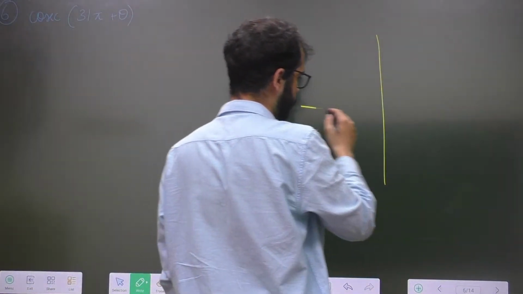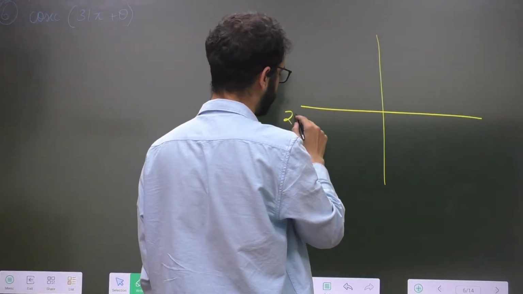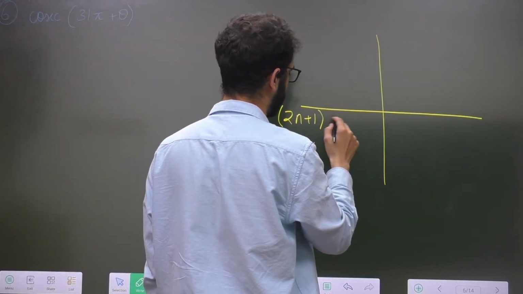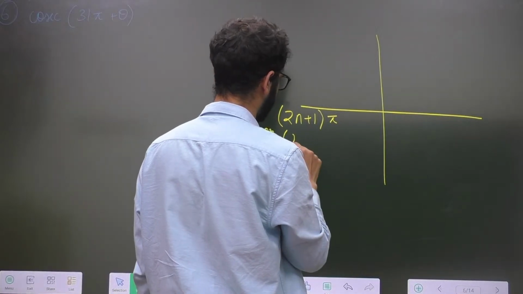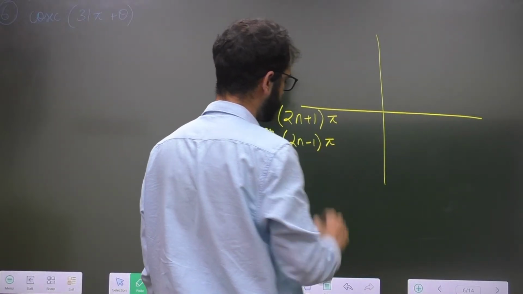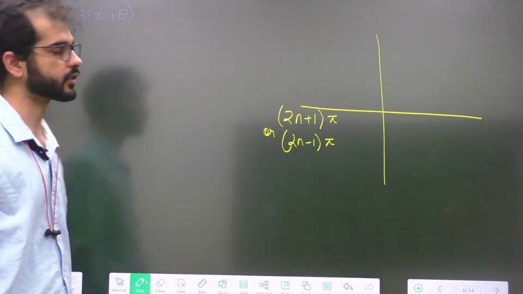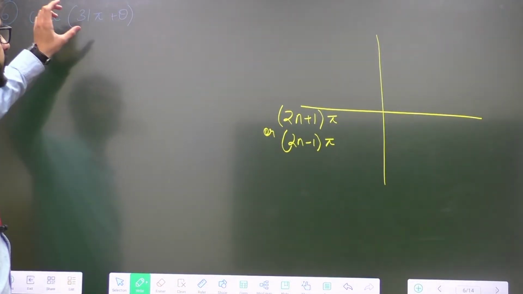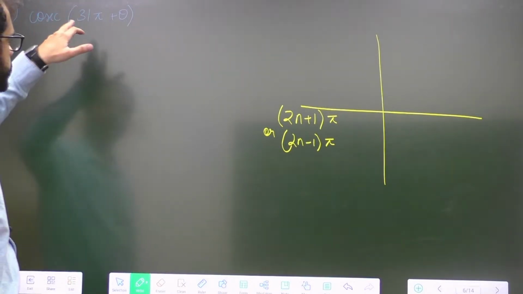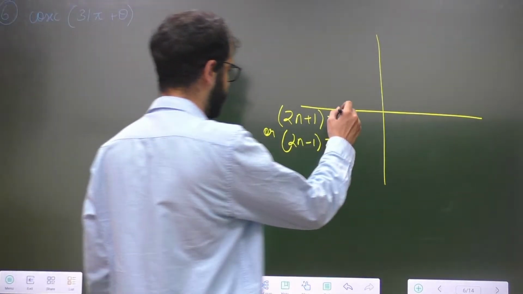Okay, now I have to solve cosec of 31 pi plus theta. Let's quickly revise. The negative x-axis is written as (2n plus 1) pi or (2n minus 1) pi. So any odd multiple of pi refers to the negative x-axis. Over here I have 31 pi, that is an odd multiple of pi. Since it's an odd multiple of pi, I am at the negative x-axis.